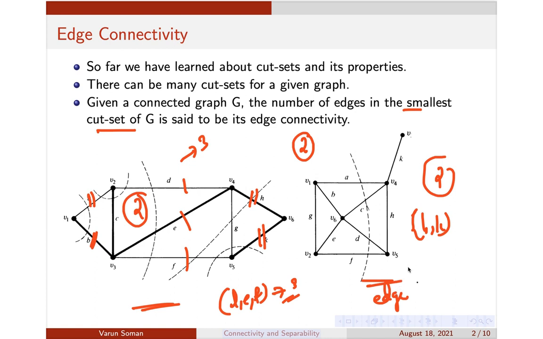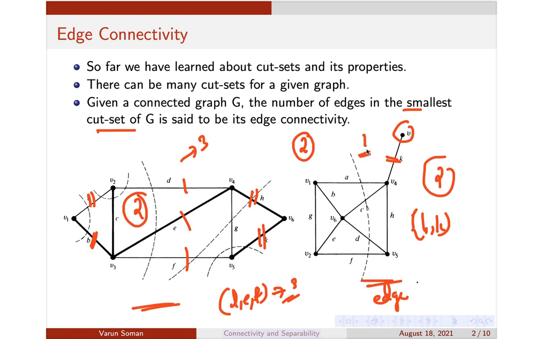What can be the edge connectivity? Yeah, so if you just remove this edge, what will happen? This graph will be disconnected into two, in which one will be a single vertex and all the other vertices will form another set. So just the removal of one edge will disconnect this graph. So the edge connectivity of this graph is actually 1.